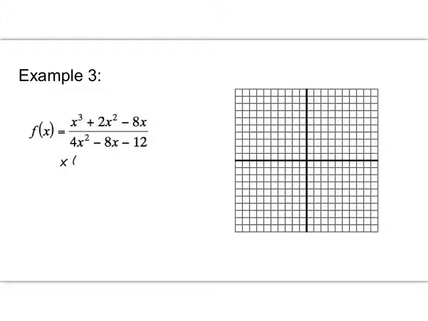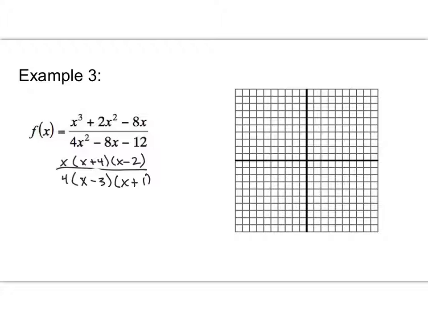factor. I can factor out an x, and I'm left with x squared plus 2x minus 8, which factors further into x plus 4 times x minus 2. And then in the bottom I can factor out a 4, and I can factor that further down into x minus 3 and x plus 1.